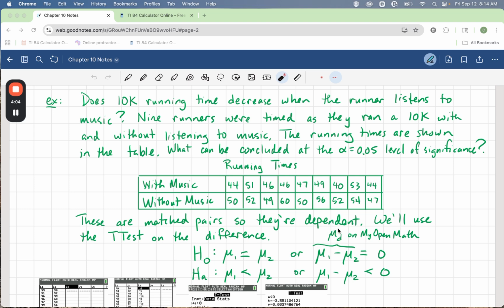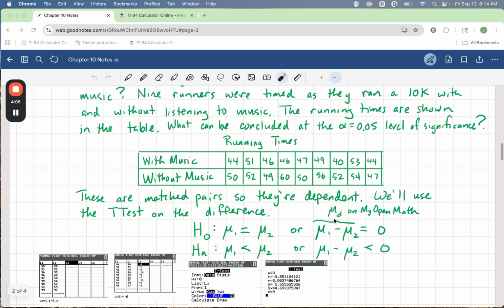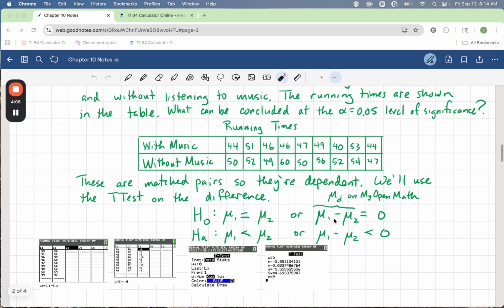So the means being equal is always going to be the null. So that means the difference has got to be equal to 0, right? Mu1 minus mu2 equals 0. And we're trying to figure out if the with-music time is better than without music. So we're testing the alternative mu1 less than mu2. Or if you subtract mu2 from both sides, mu1 minus mu2 is less than 0. Okay? So here we go.